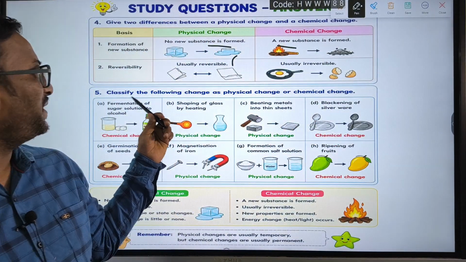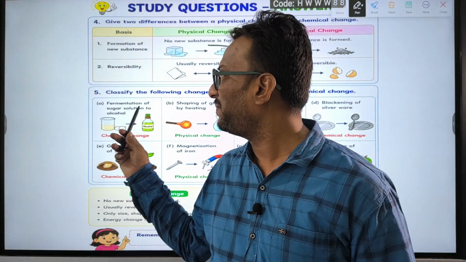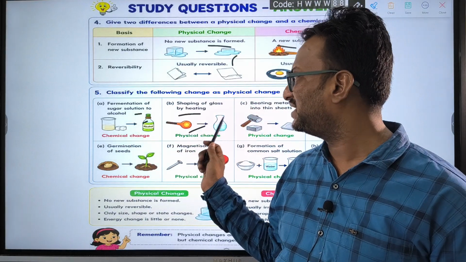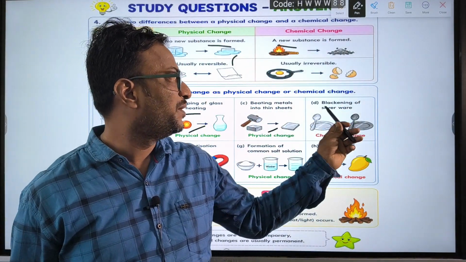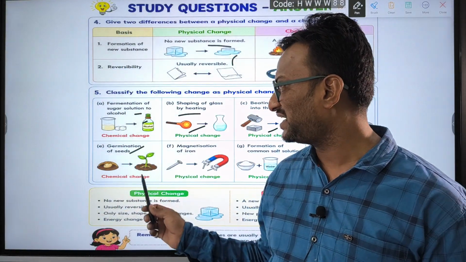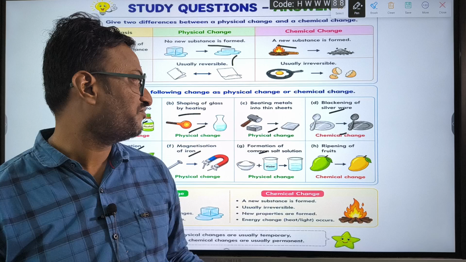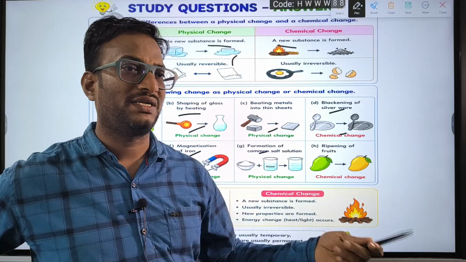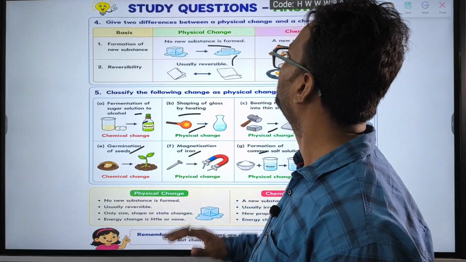And next, explain the following changes as physical or chemical changes. See now, fermentation of sugar solution to alcohol is a chemical change. Shaping of glass by heating is a physical change. Beating of metal into thin sheets is a physical change. Blackening of silverware is a chemical change. Germination of seeds is a chemical change. Magnetization of iron is a physical change. Formation of common salt solution, dissolving in water, is a physical change, and ripening of fruit is a chemical change.